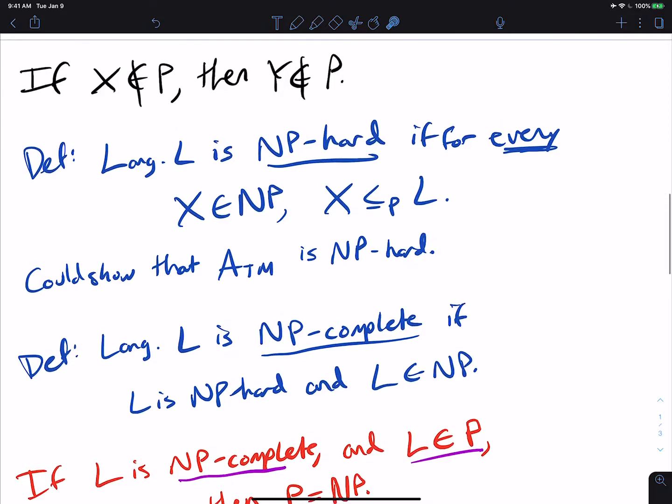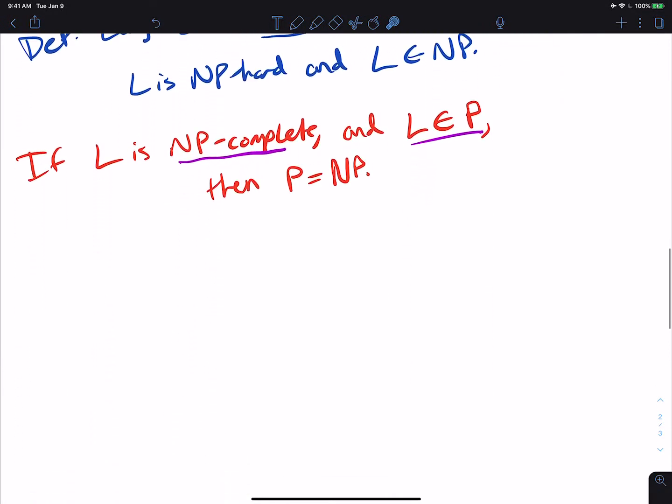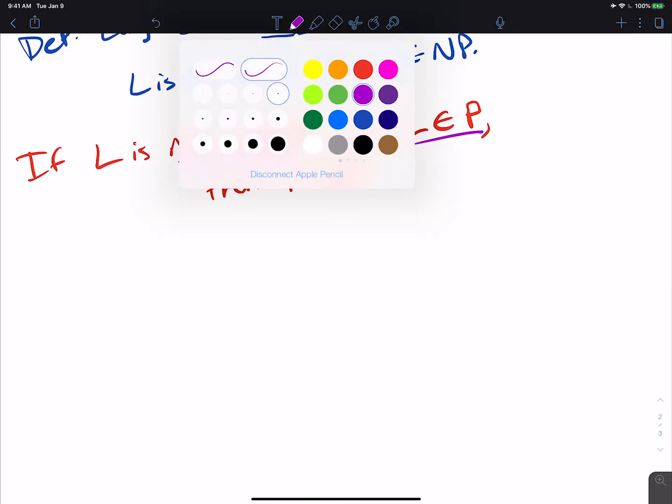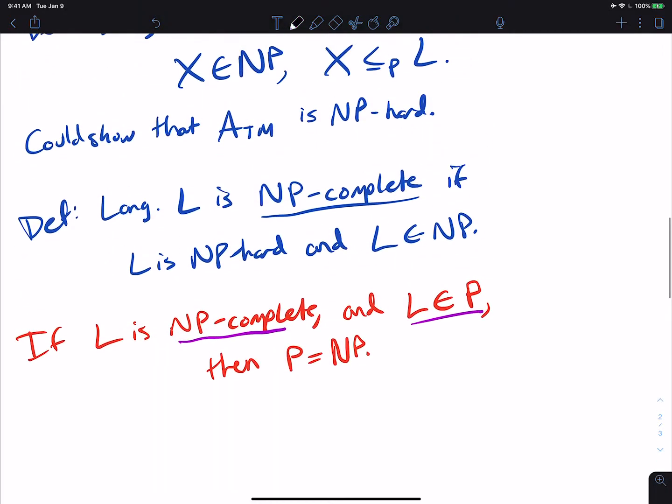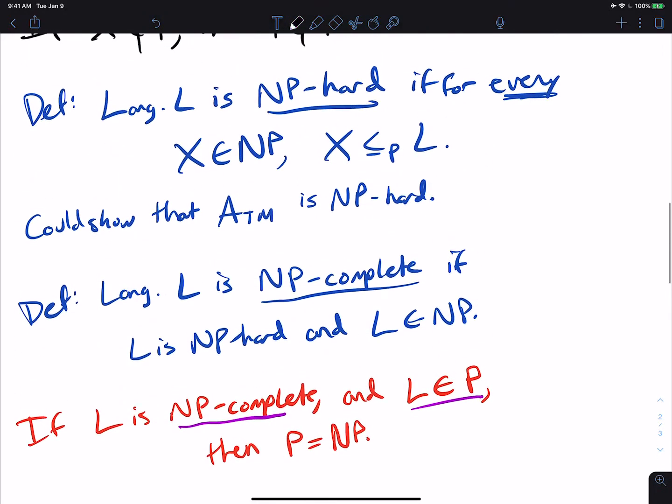Well, remember that NP hard means that every problem in NP reduces to it. So we could do reductions all day long, but the problem is there are infinitely many problems within NP, and there's no way we can treat all of them. So we're going to take a slight detour to talk about how you even prove a problem to be NP complete to start with.